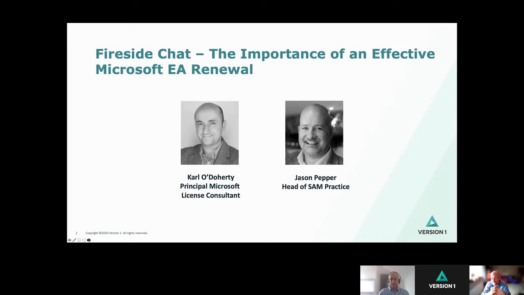Sure, thanks, Jason. My name's Carl O'Doherty. I'm the principal consultant for Microsoft licensing here at Version 1. I've been working in the area of Microsoft licensing for over 16 years, so very much institutionalized at this stage. I work with our customers to help them understand what their effective Microsoft license position looks like, and to successfully navigate enterprise agreement renewals, among a variety of other licensing related tasks.